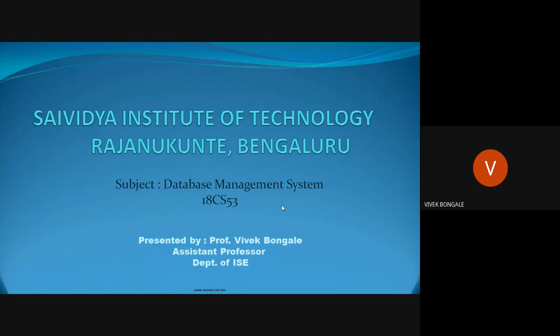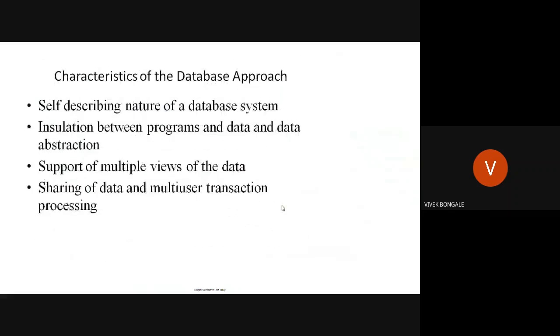In the last video, we discussed some of the introduction to the database management system and its properties. Today, we're going to see the characteristics of the database approach. What are the characteristics of the database approach? Why is the database approach used over the file processing approach?